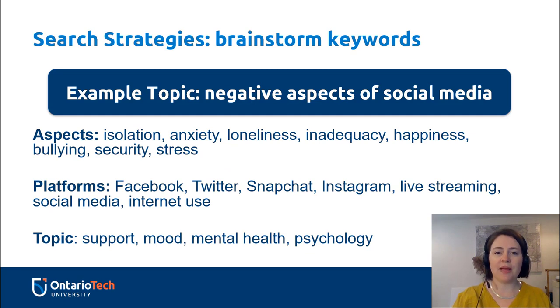Consider a search for a topic like negative aspects of social media. Possible terms you might want to consider or use are loneliness, happiness, bullying, or anxiety. You might want to consider specific platforms or topics such as mental health or support. And these might not be the specific words you use in your search, but brainstorming, gathering, and grouping words will help you narrow in on your research question and search strategy.